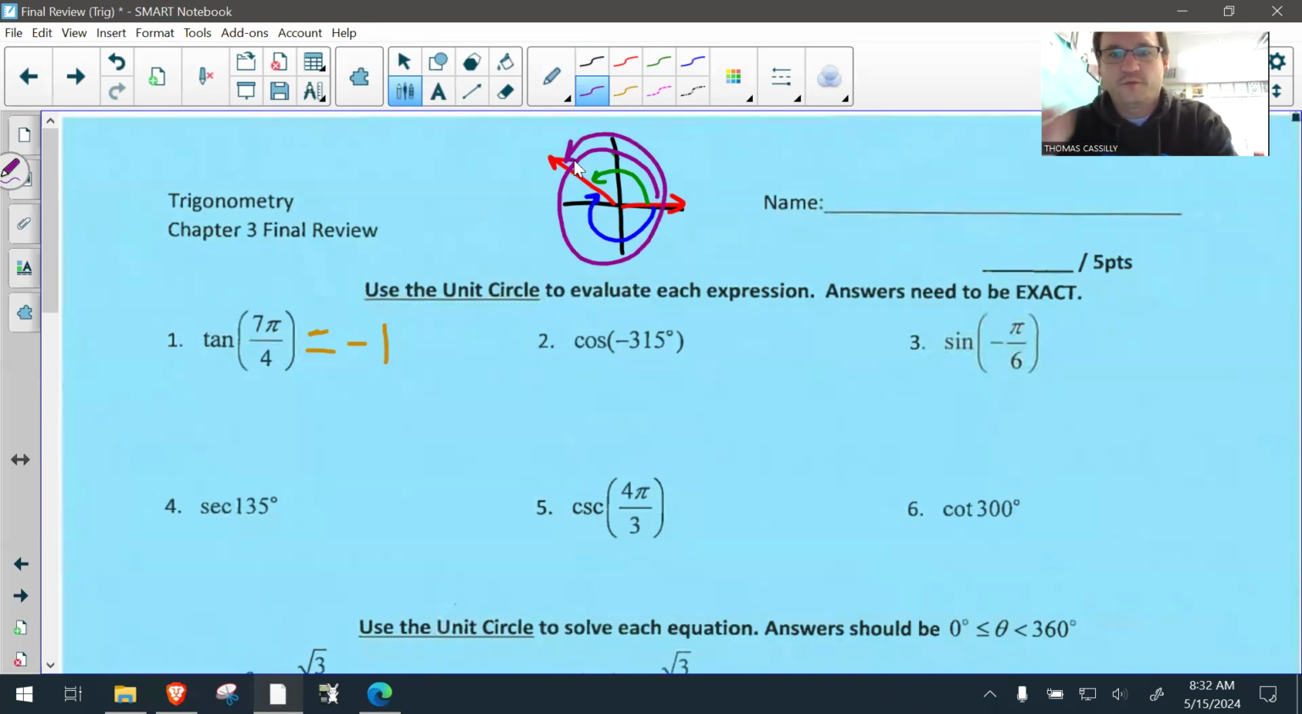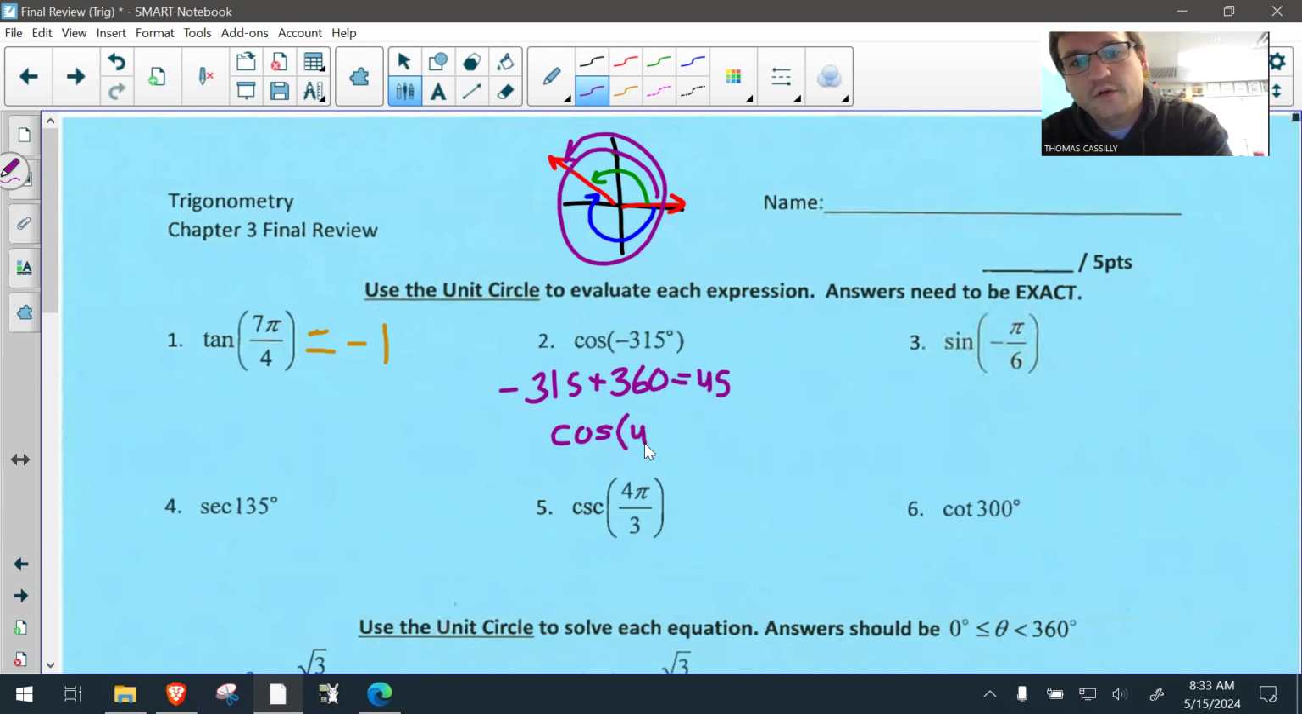Those are all coterminal. So to find the coterminal of -315, you add 360 to it, right? That's how we find coterminals. Just add or subtract 360 until we get something between 0 and 360 degrees. So a long-winded explanation, just add 360 to it. So what is that going to give us? That is just 45.